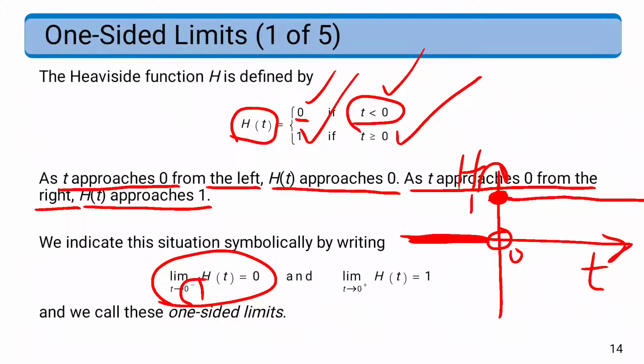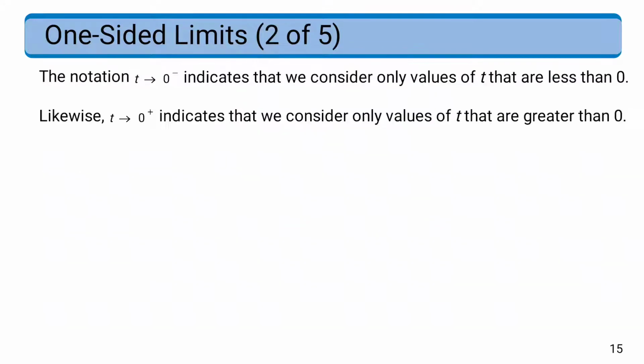So whenever you see this minus sign as a superscript of the point that we are trying to approach, it means we are approaching from the left. Whenever you see the plus sign, it means we are approaching from the right. So you can see the plus sign here. So it's t approaches 0 but from the right. That's what you have to bear in mind. That's what we are going to use as we go along. And we call these one-sided limits, and this one is the left side limit, this one is the right side limit. So keep that in mind as we go along.